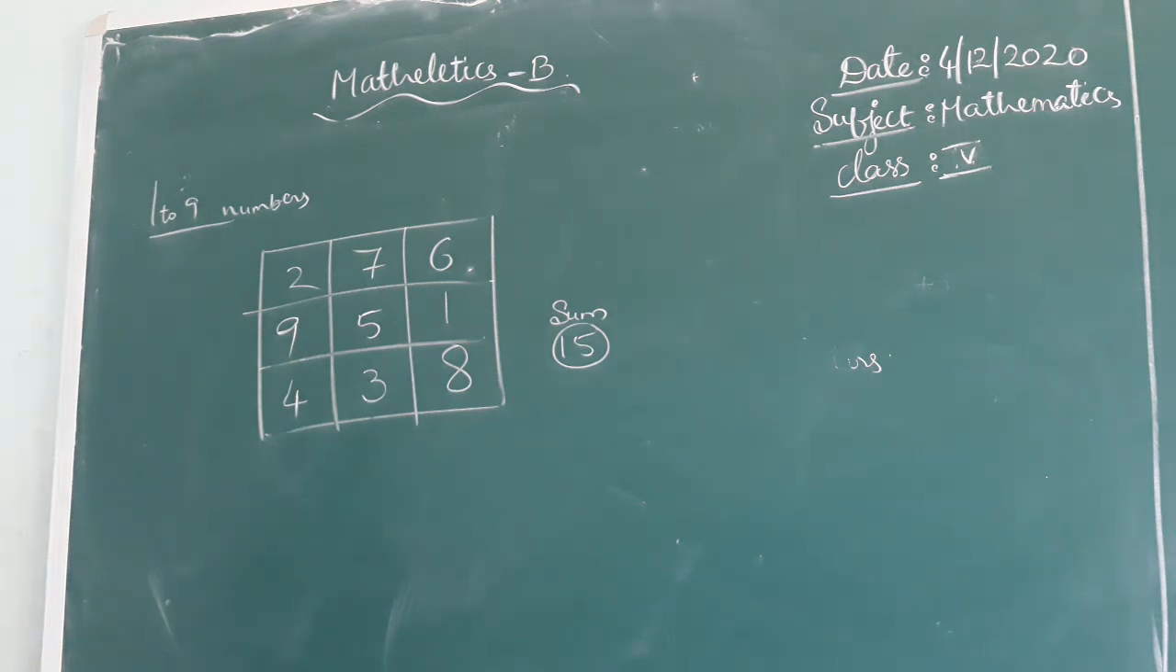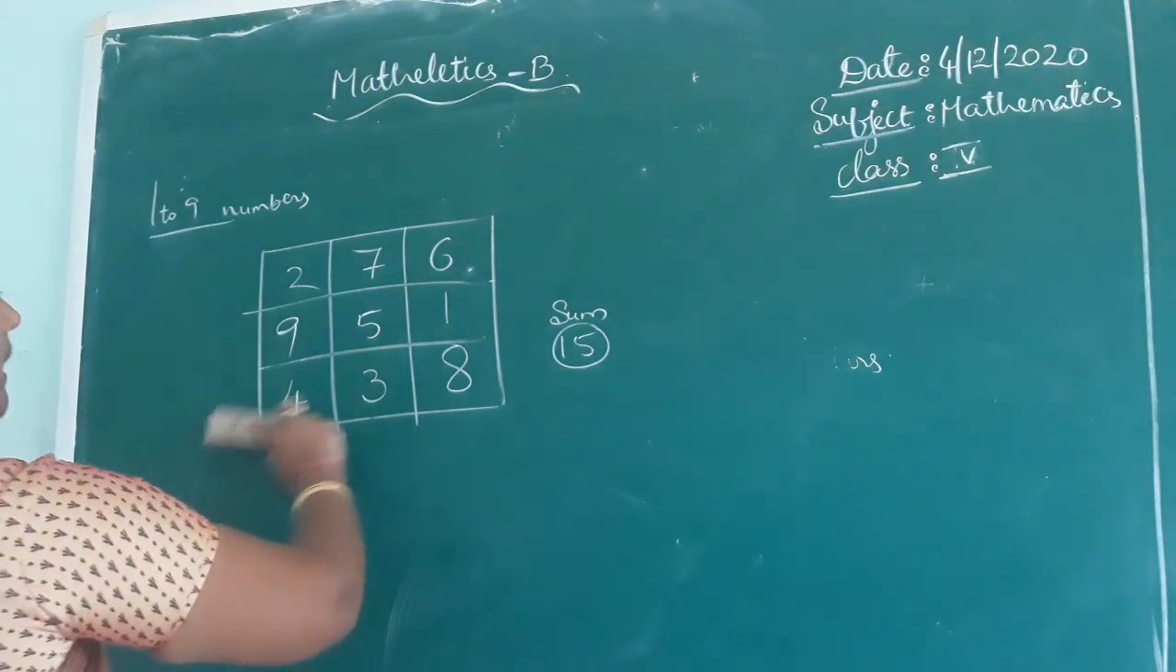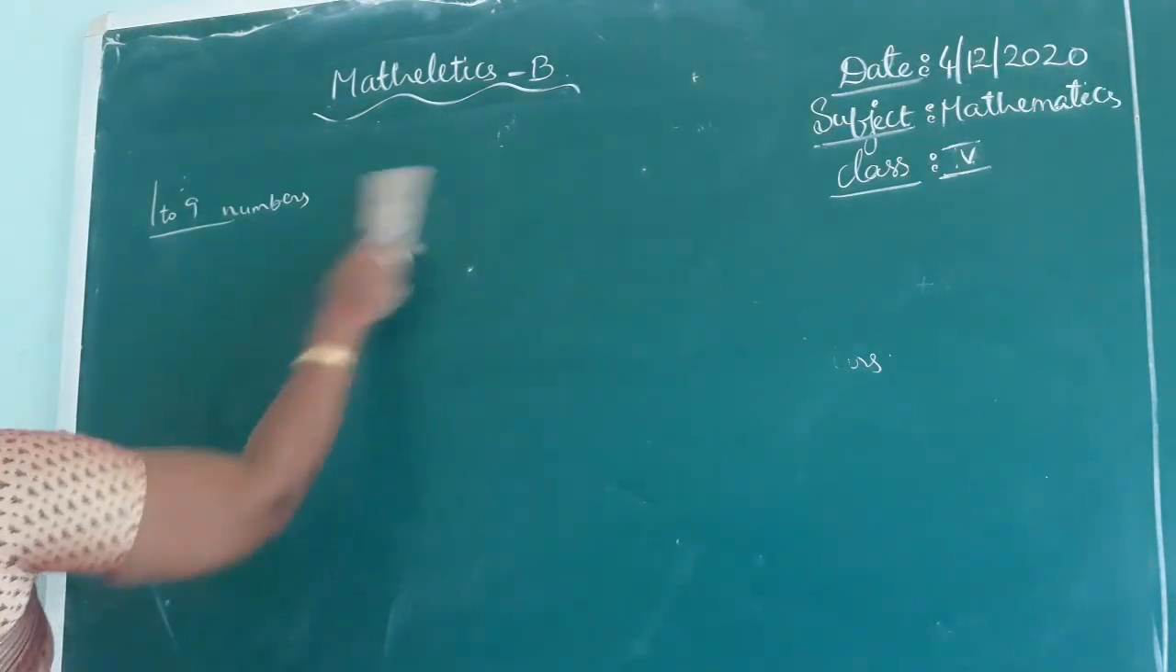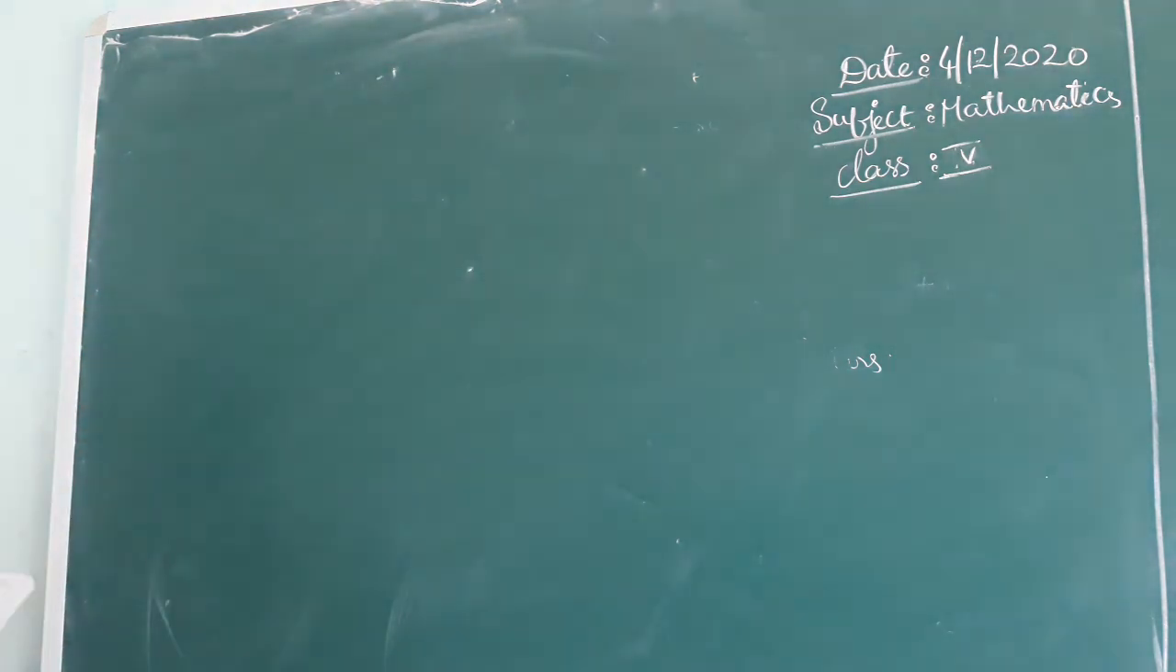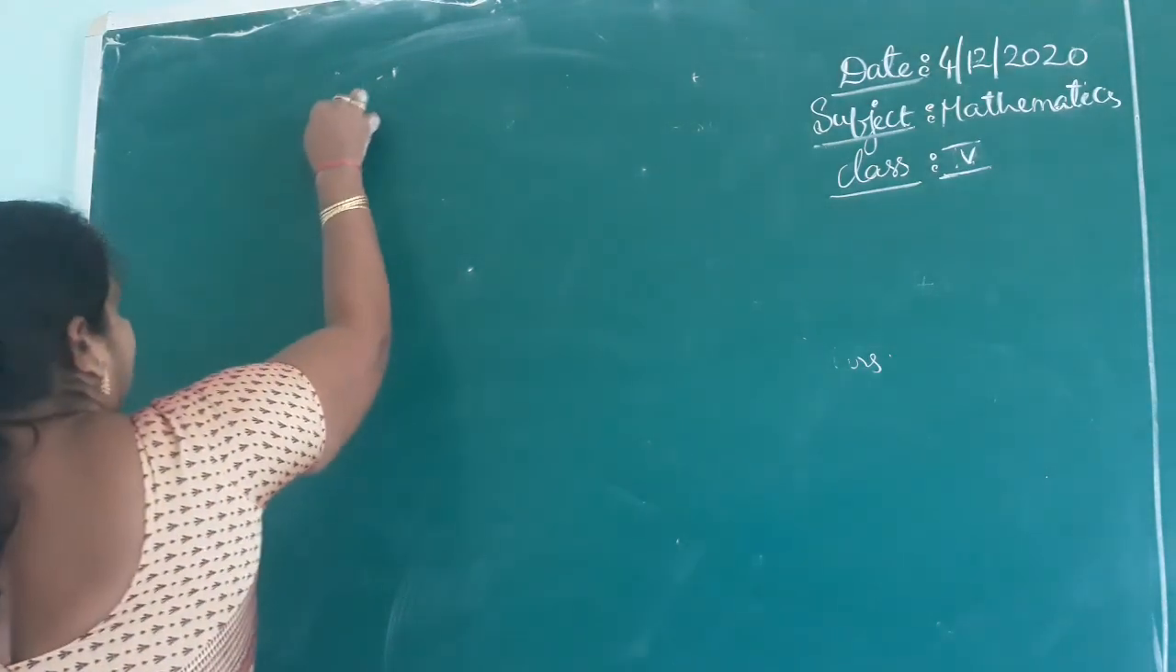Okay children, mathematics B is also completed. Now the third chapter is also completed. Now we are going to start the next chapter, about fractions. First you should know what a fraction is.